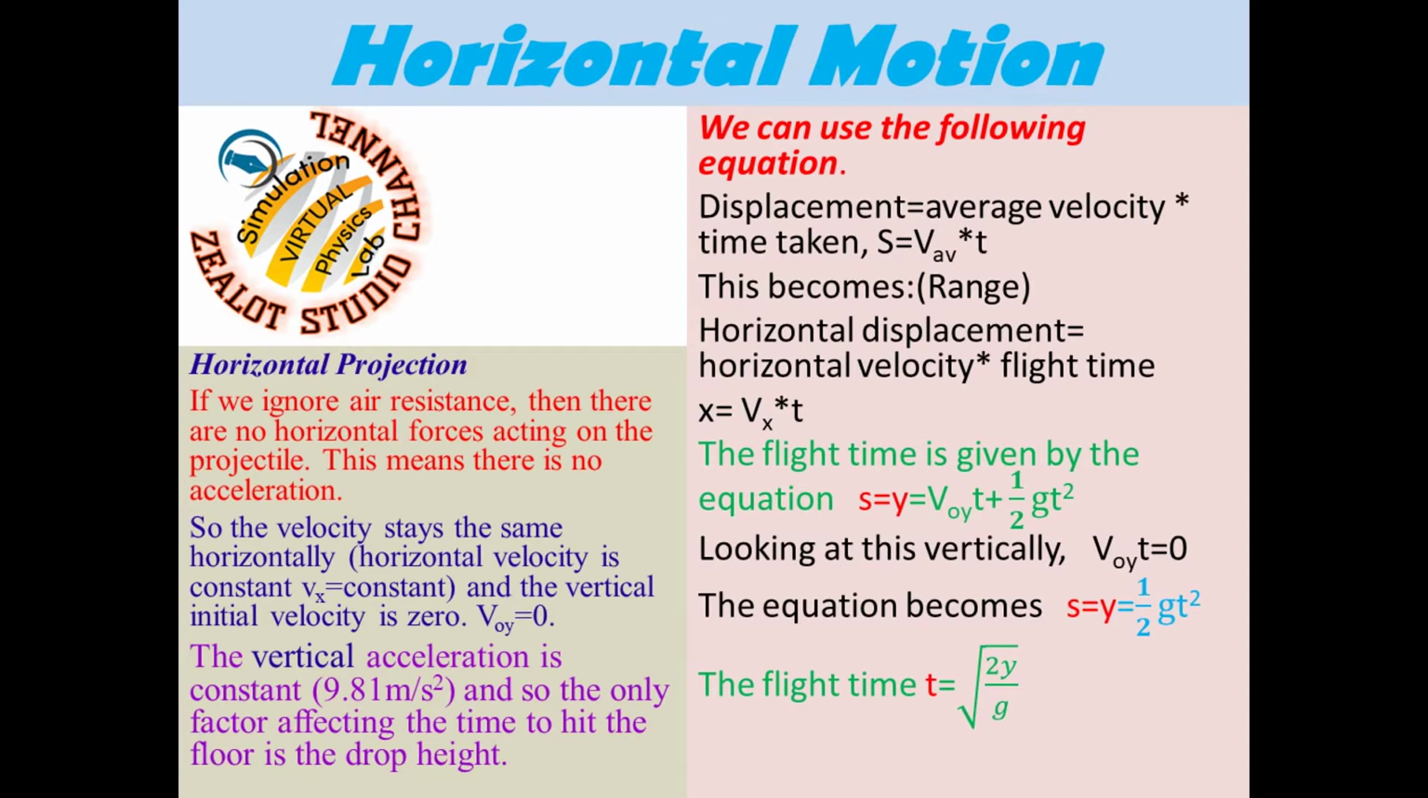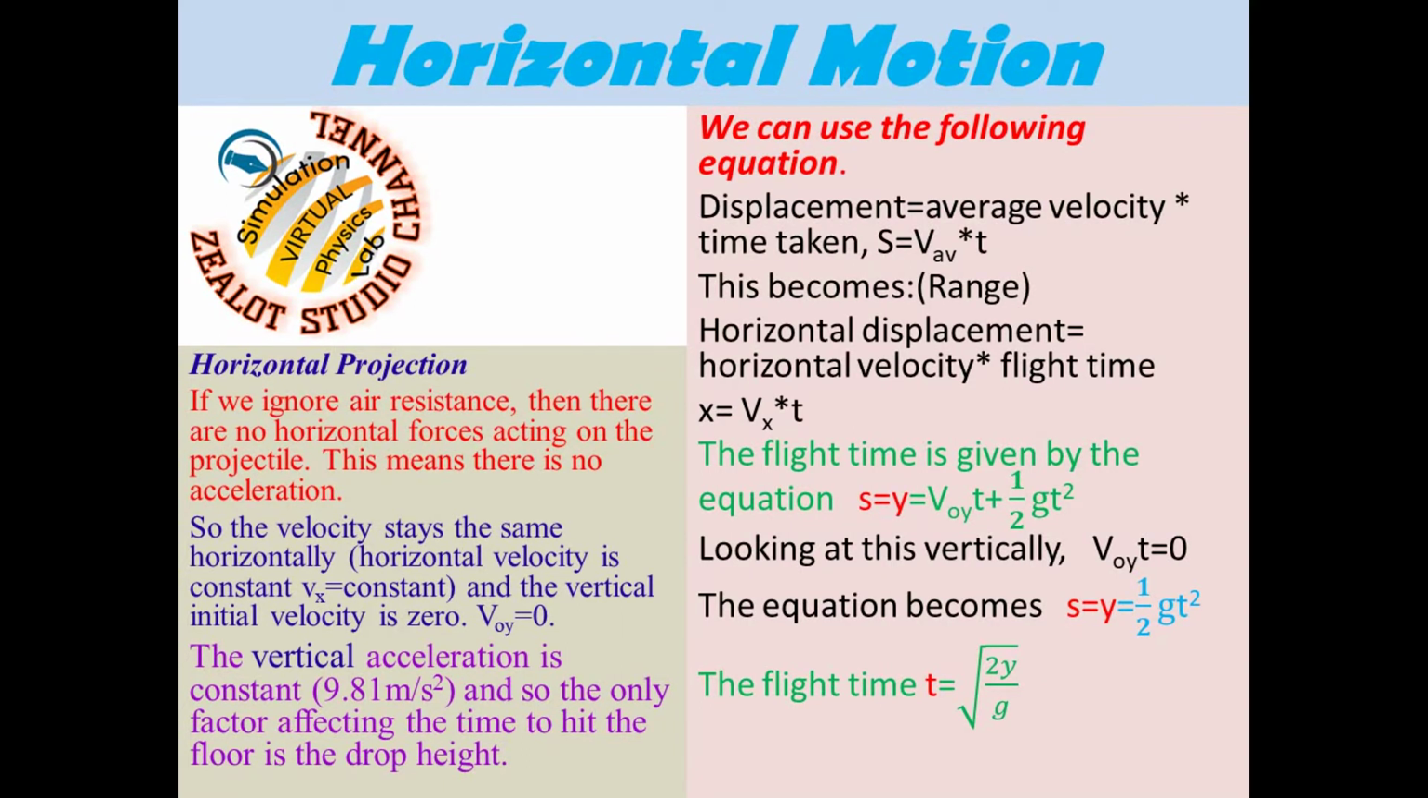Horizontal motion means horizontal projection, which means the angle of projection is zero. If we ignore air resistance, there is no horizontal force acting on the projectile, no drag force or motive force. This means there is no acceleration in horizontal projection when ignoring air resistance.